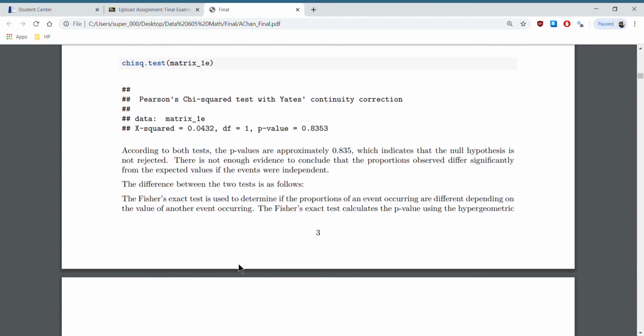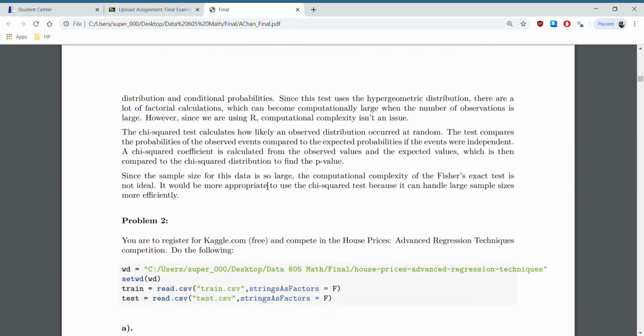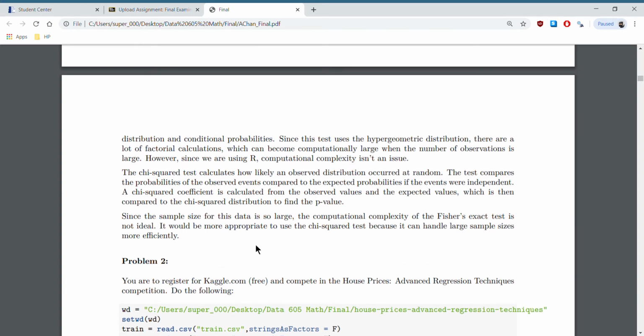So yeah, and then here's some more language about the definition of the Fisher's exact test, and then also the chi-squared test, which I don't want to necessarily read right now, but you can go in and read it.